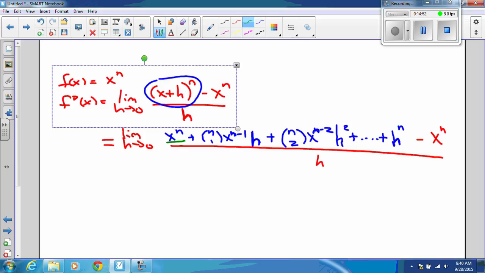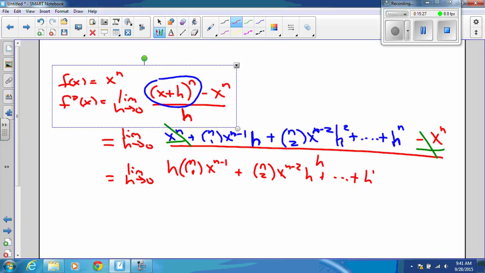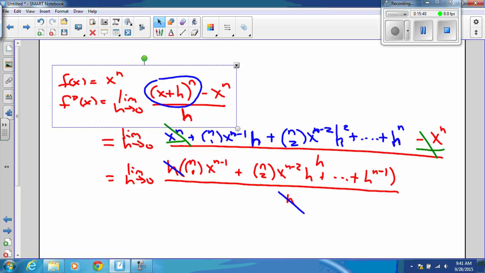No questions. Great. So the next observation is that my x to the n's, boom, boom, cancel. Now I'm left with a whole bunch of terms that all have a common factor of h. So I'm going to factor that factor out, leaving me with n choose 1 times x to the n minus 1 plus n choose 2 x to the n minus 2 h plus all the way down to h to the n minus 1. And all of that is divided by h. Well, first thing is first, we cancel a factor of h. And now we let h go to 0.